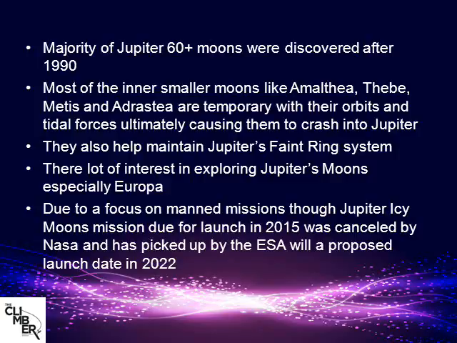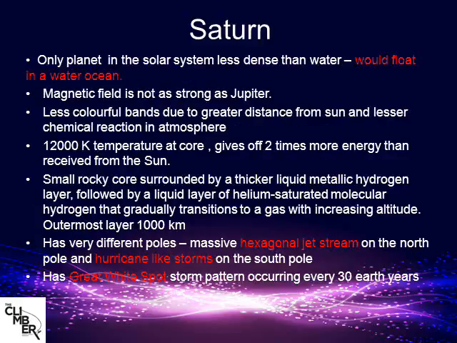There is a lot of interest in exploring Jupiter's moons, especially Europa. But due to a focus on manned missions, NASA has dropped its Icy Moons Orbiter mission. And instead, this mission has been picked up by ESA, though with the proposed launch date in 2022 as opposed to a 2015 launch date for the NASA mission.